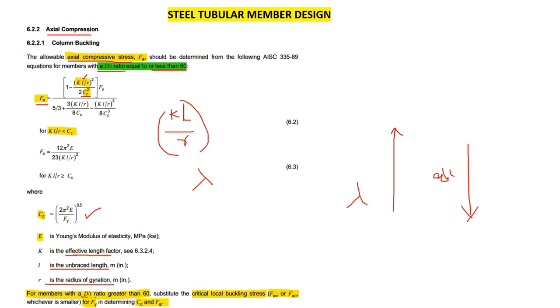When members have a D by T ratio greater than 60, we need to substitute the critical buckling stress FXE or FXC for Fy in determining Cc and Fa. When we are determining the Cc value and Fa value, we need to use FXE or FXC instead of Fy. Here you see Fy; in this place, we need to use FXE or FXC, whichever is smaller.